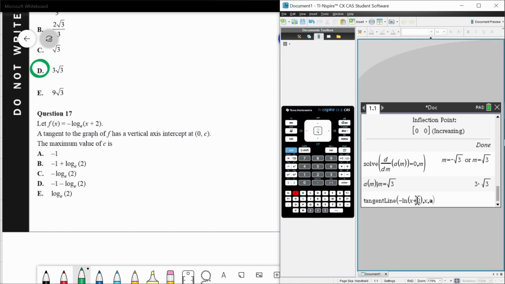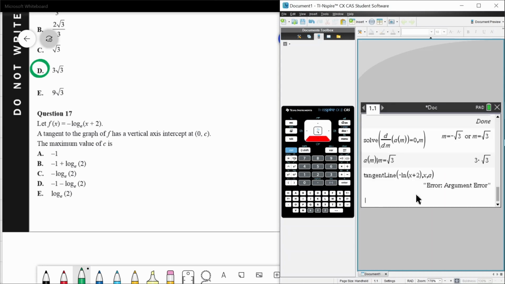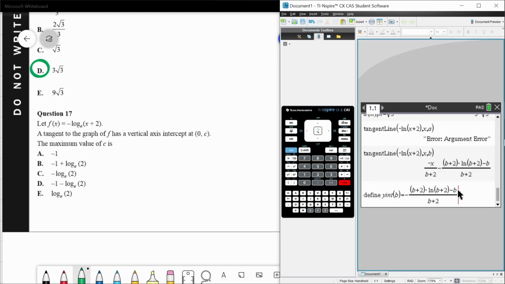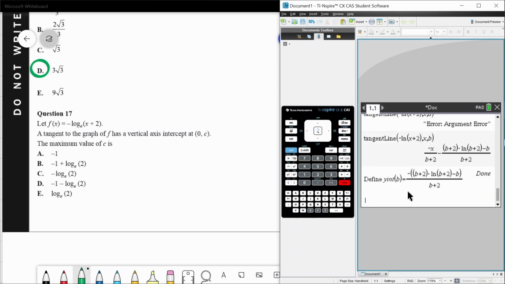Let's just choose a random point. Let's say a. Well, let's not do a actually, because a is already defined. Let's do b. So this is the tangent line equation. Now this part over here, that's the y-intercept which we want. And what we want to do is maximize this y-intercept. So again, you can define maybe y, I don't know, y-int of b, so the y-intercept dependent on b, to be exactly this part. And let's include the negative sign as well. And then we just need to maximize once again.